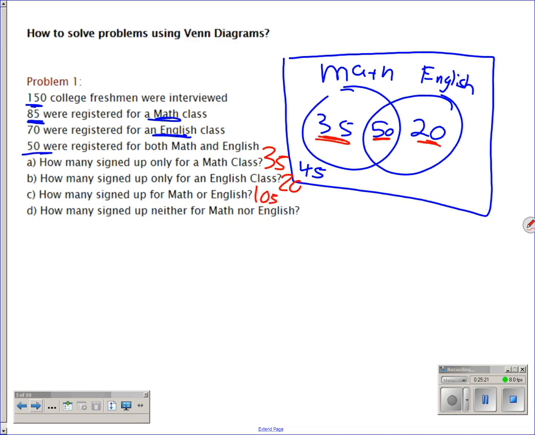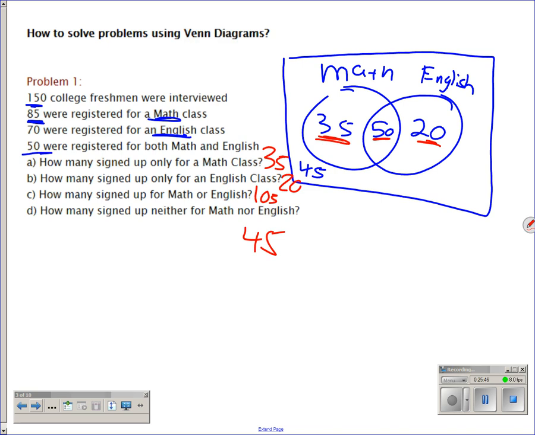Yeah, remember OR statements. We talked about them earlier with Venn diagrams. OR means that you add up everything in both circles, because those numbers all represent math or English. And then how about neither math nor English? 45. Yeah. Not too bad, right? Makes sense?